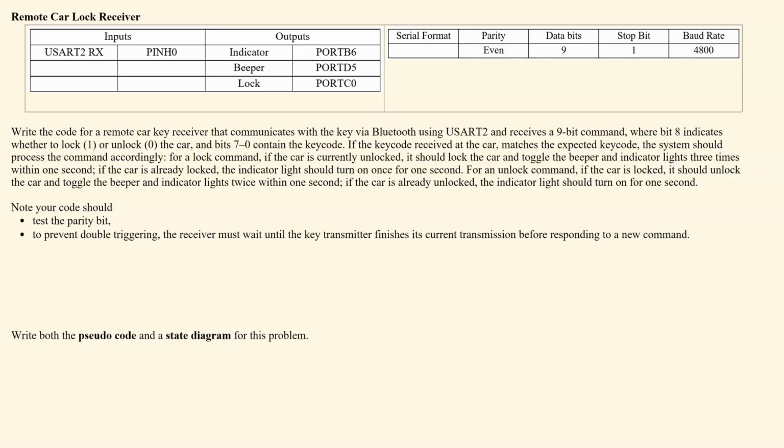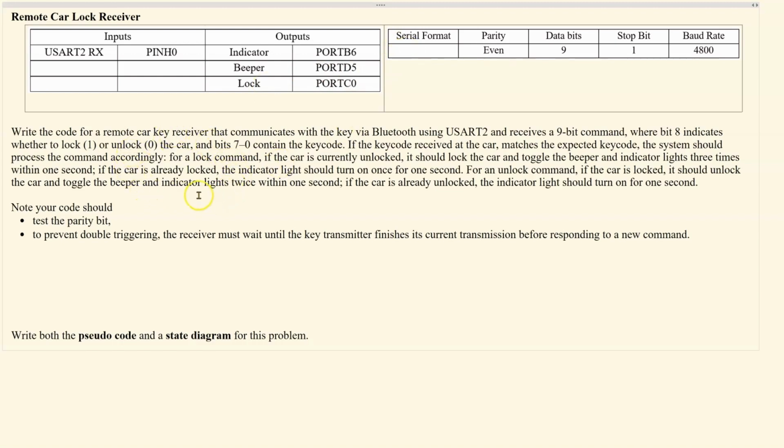So the second part of this problem is the receiver on the car, which is used to lock and unlock the car. We have 3 outputs, the indicators, a beeper, and the lock. The serial format is the same as the transmitter.